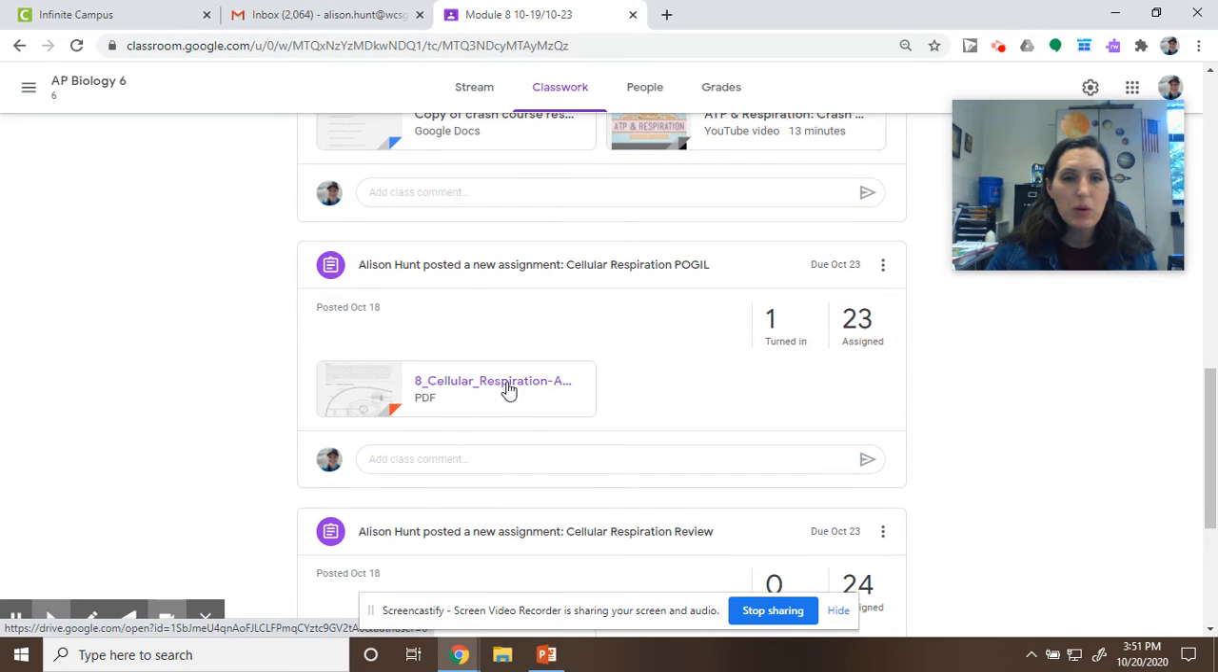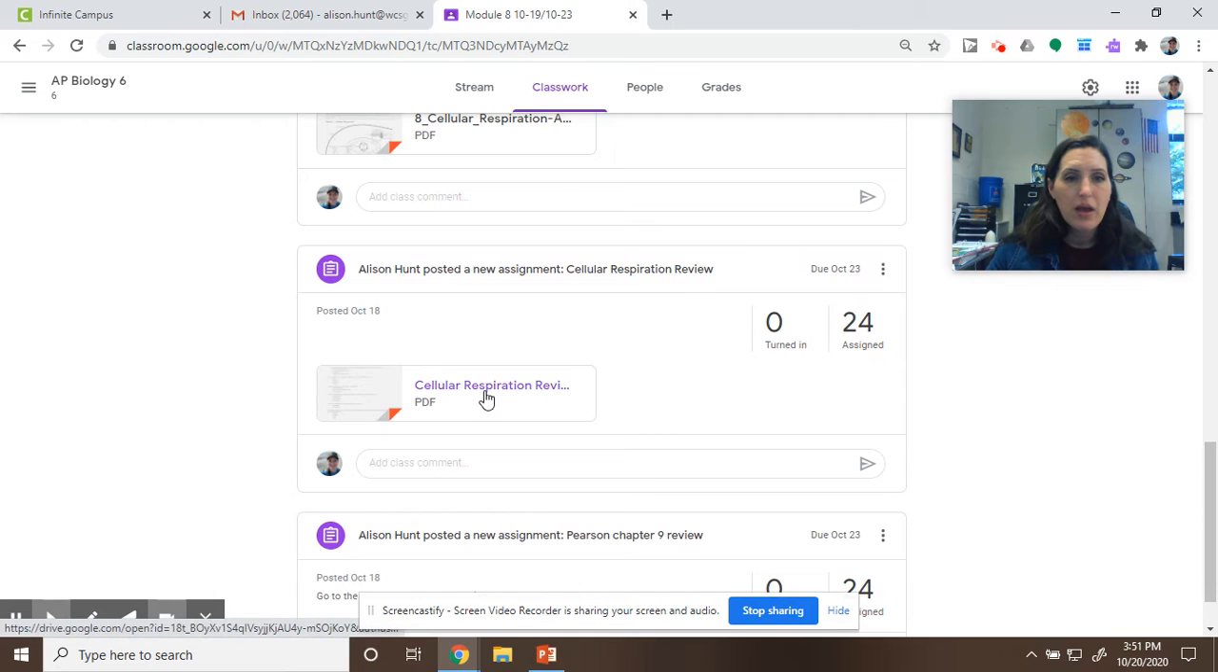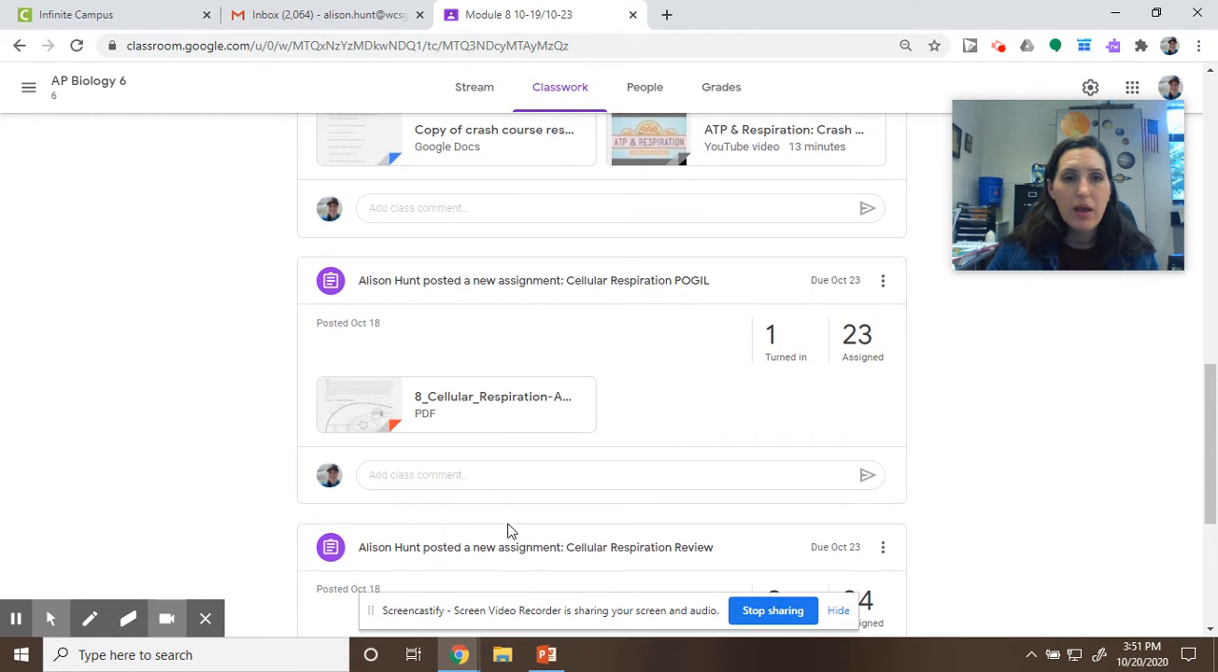Okay, this is what we're going to be working on Wednesday, Thursday: the POGL. So we're going to be doing that during class. Hopefully kids can finish through that. The cellular respiration review, I'll take also. That's going to be your homework after Wednesday, Thursday to complete and get done. And then you have a review in Pearson on Chapter 9. Nothing in the AP classroom this week.